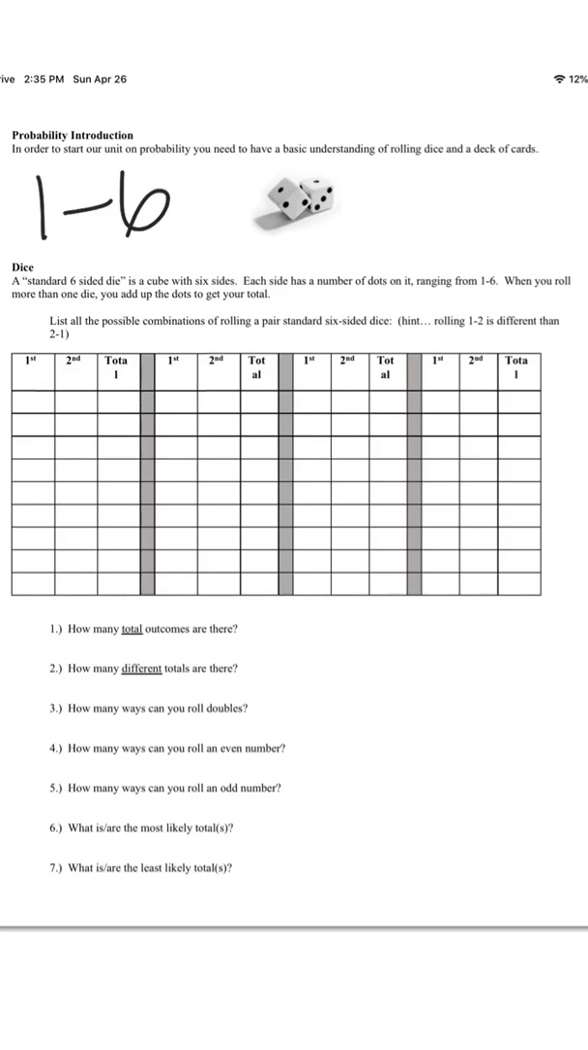So our problem is a standard 6-sided die is a cube with 6 sides. Each side has a number of dots on it ranging from 1 to 6. When you roll more than one die, you add up the dots you get for your total. We need you to list all the possible combinations of rolling a pair of standard 6-sided die. Hint, rolling 1, 2 is different than rolling 2, 1. How many combinations are there?